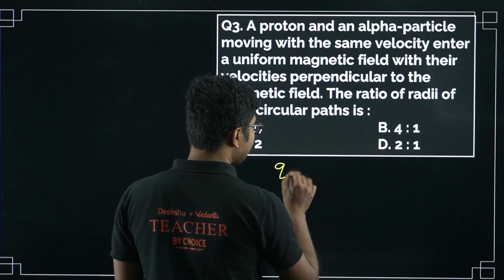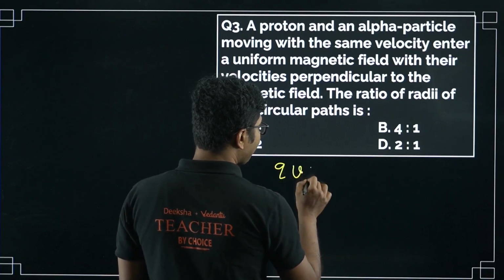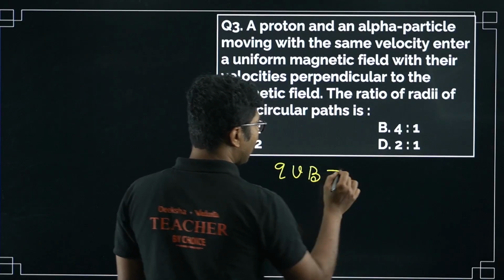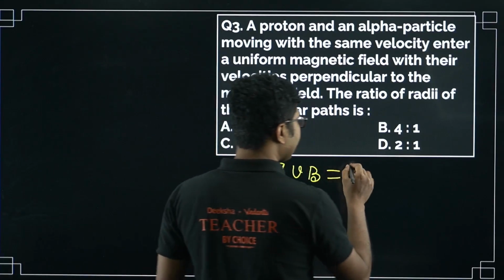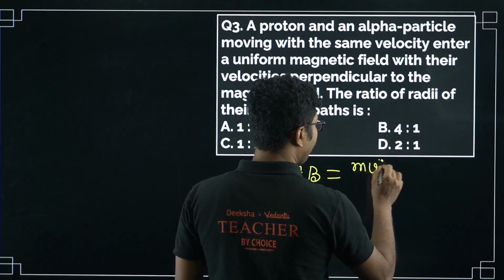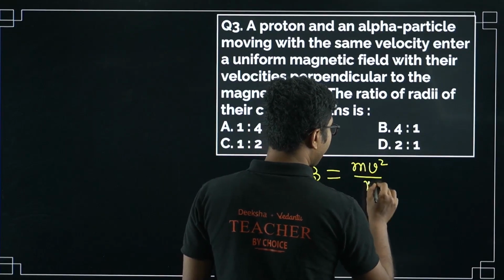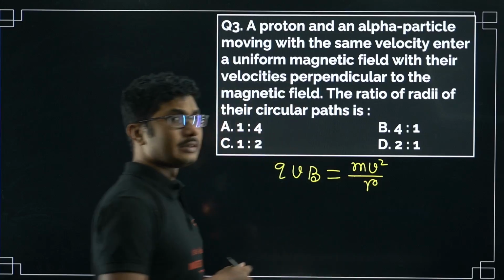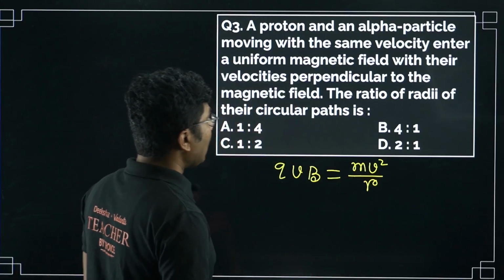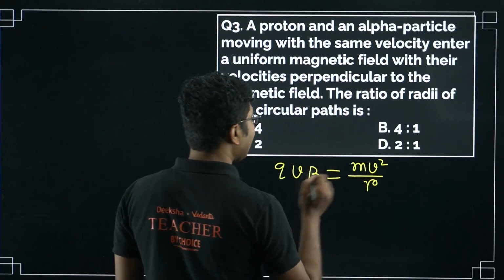Force acting on it is qvB. And if it is moving in a circular path, obviously they are perpendicular to each other, and from here we can say that mv squared by r is the centripetal force. So we have to find the radii, r.